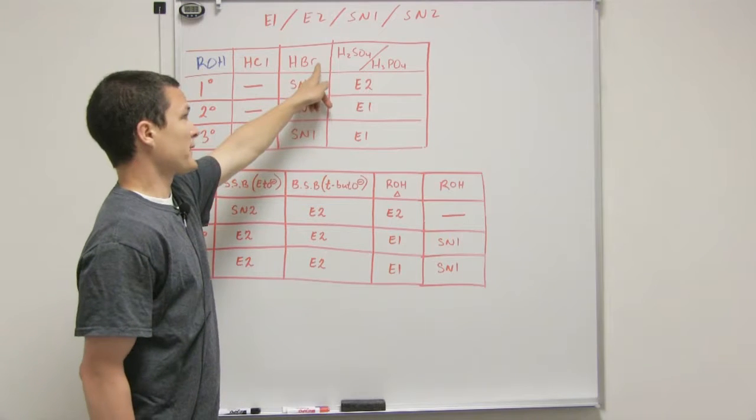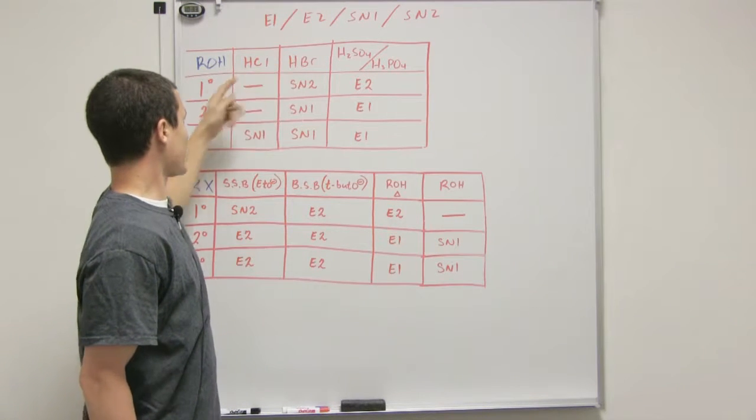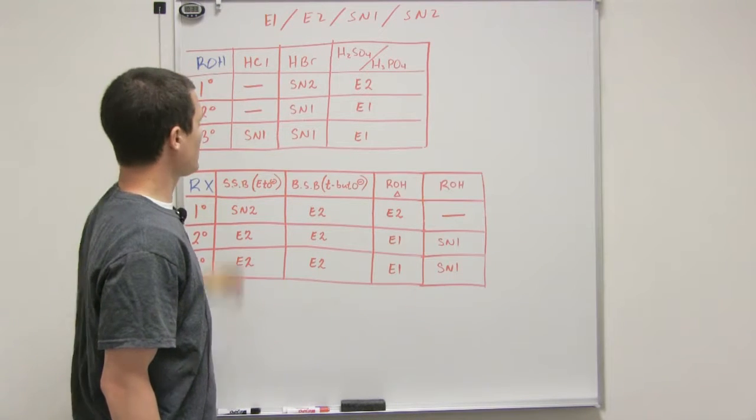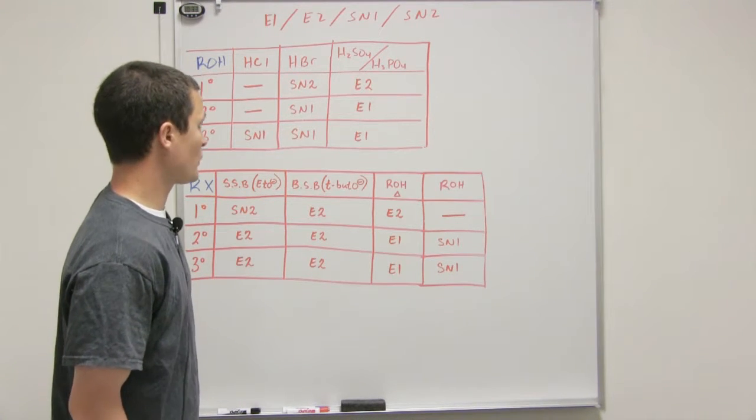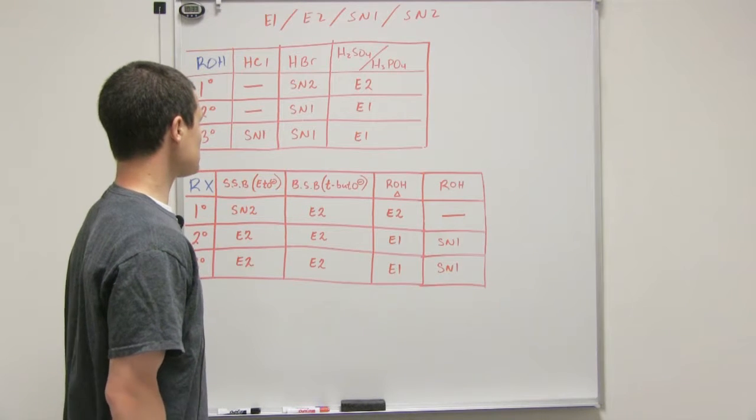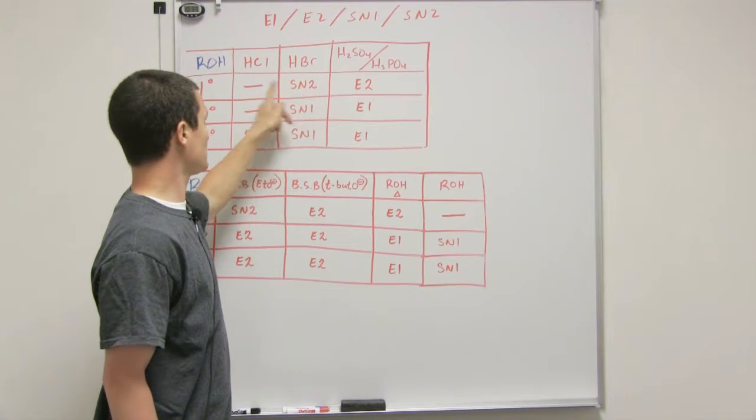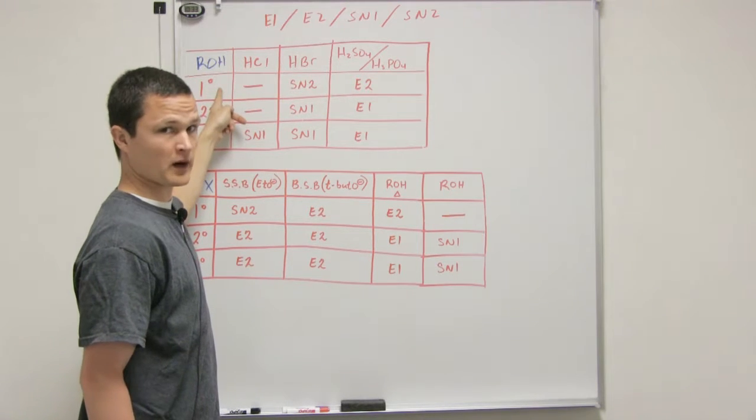HBr is a lot more reactive than HCl, and so it'll react with primary, secondary, and tertiary alcohols. And we've seen those mechanisms. We understand that it goes by SN2 with primary because we don't form primary carbocations.